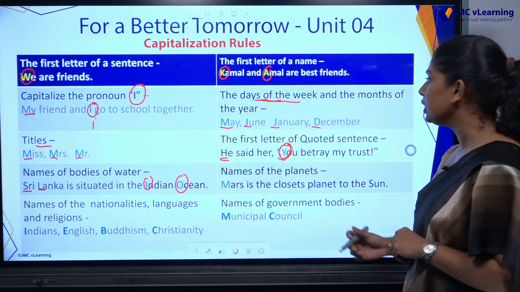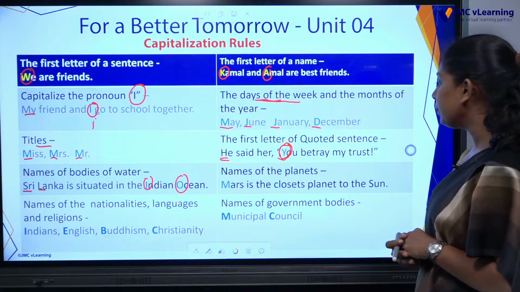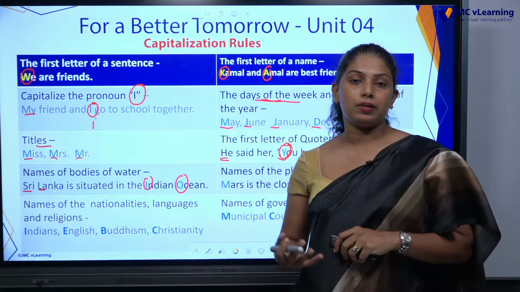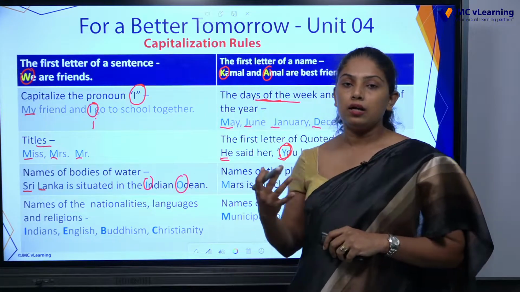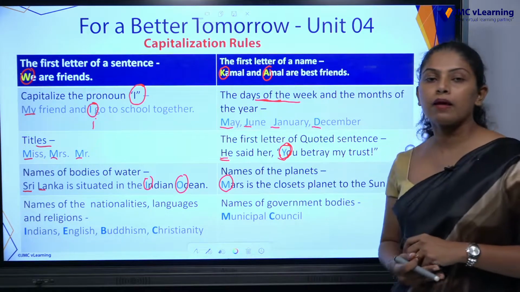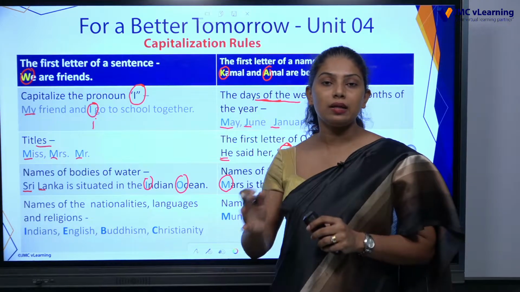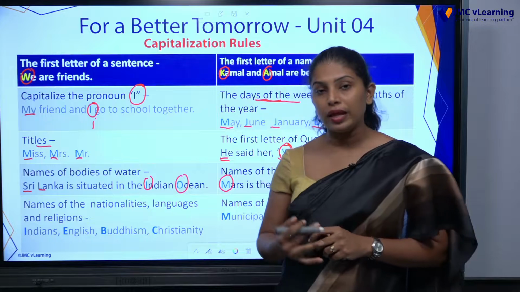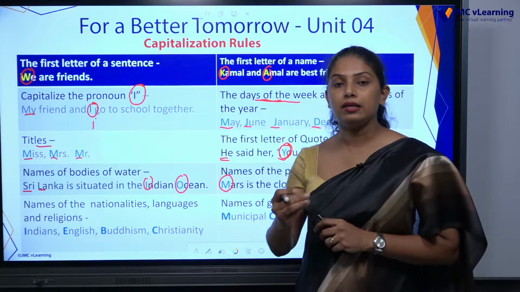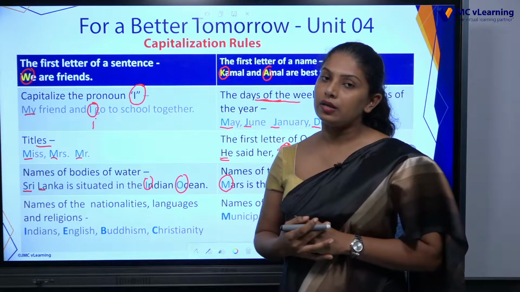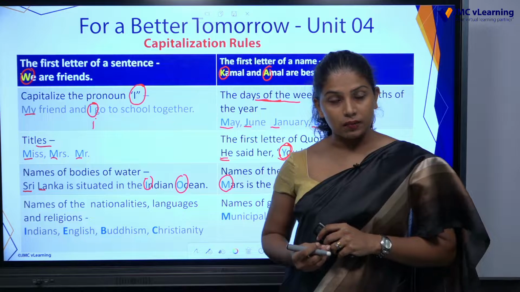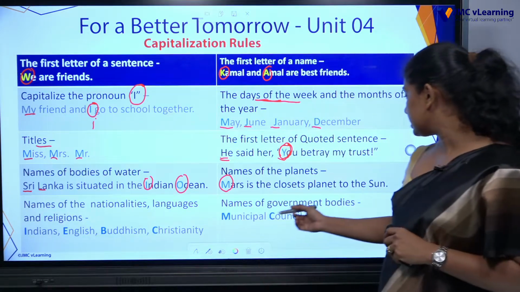Right, then we are moving to the next part. Names of the planets. There are 8 planets, and when we are writing the names of the planets, for example Earth, Mars, Venus, the first letter should be in capital. Why is that? Because those 8 planets have their own separate names, so we are using them as proper nouns. Then we have to start using a capital letter when we are writing about the planets. Not only Mars, even the Earth, Venus, all the planets, when you are writing that, the first letter should be in capital. You can see the example here.